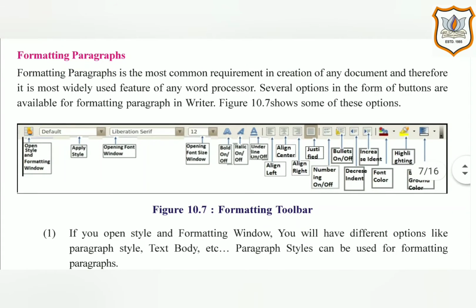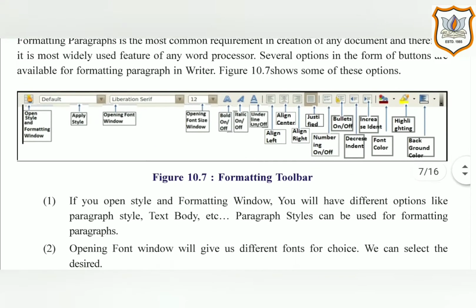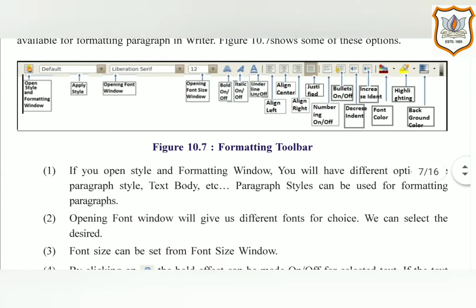Formatting paragraph. Formatting paragraph is the most common requirement in creation of any document, and therefore it is the most widely used feature of any word processor. Several options in the form of buttons are available for formatting paragraph in Writer. Figure 10.7 shows some of these options.